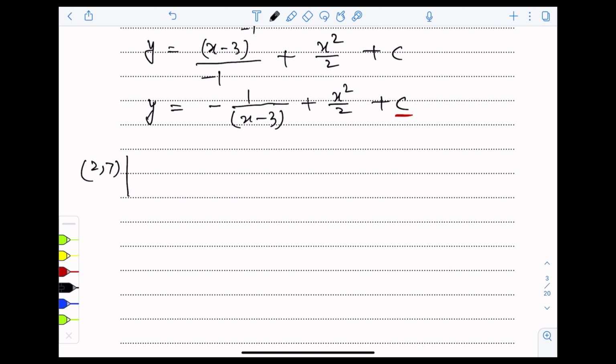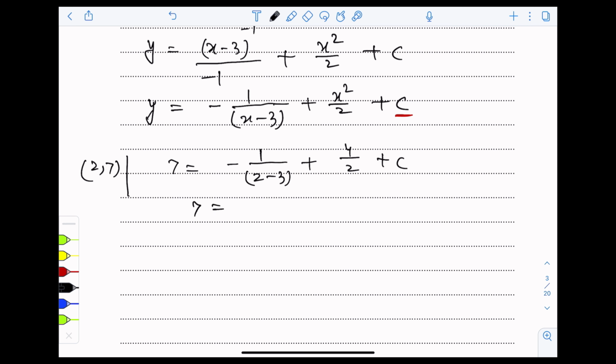y is 7 and x is 2, so this becomes 7 is equal to minus 1 over x is 2, 2 minus 3, plus 2 square, that becomes 4 over 2 plus c. From here we can find the value of c.